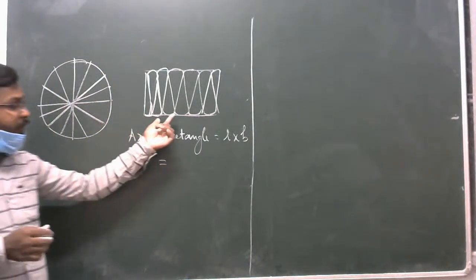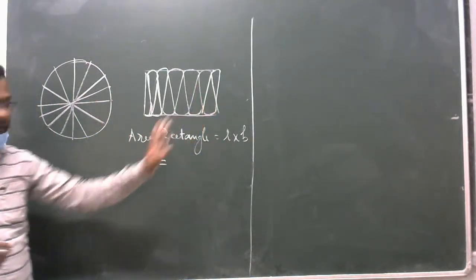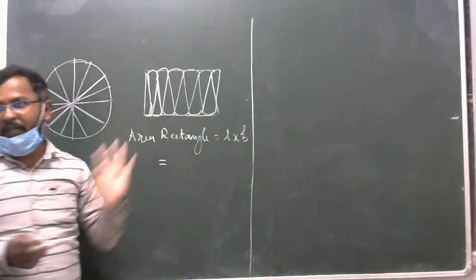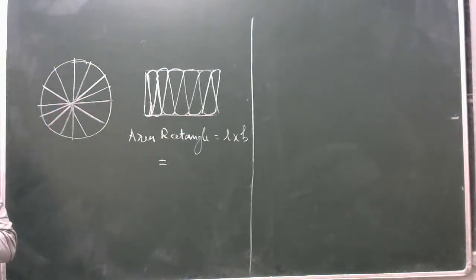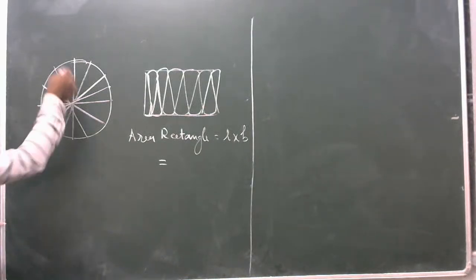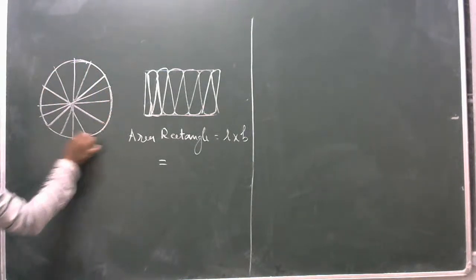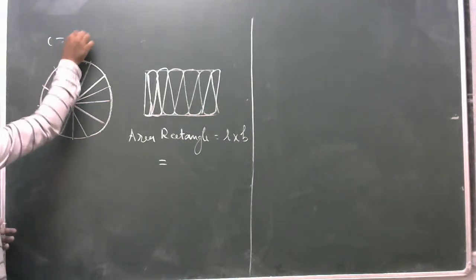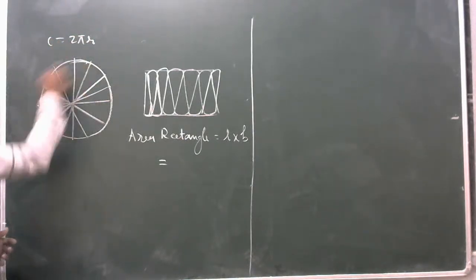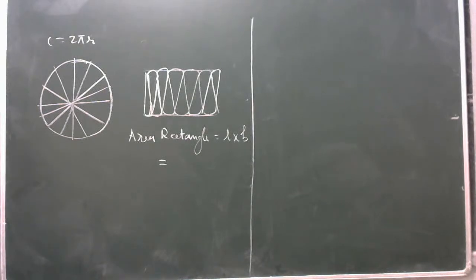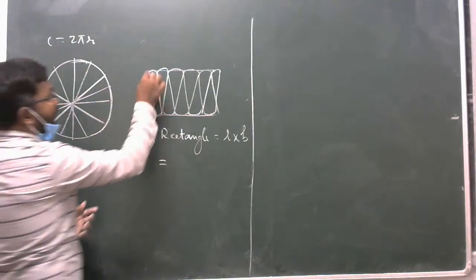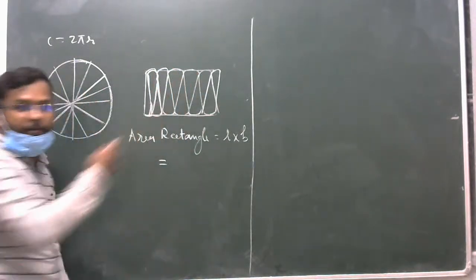And to find this length and breadth, they are not given here, so we have to find the length and breadth. Now you see here, what is the formula for the circumference of the circle? It is 2 pi r, which is nothing but this boundary. And the same boundary, half of the boundary I have arranged upside.